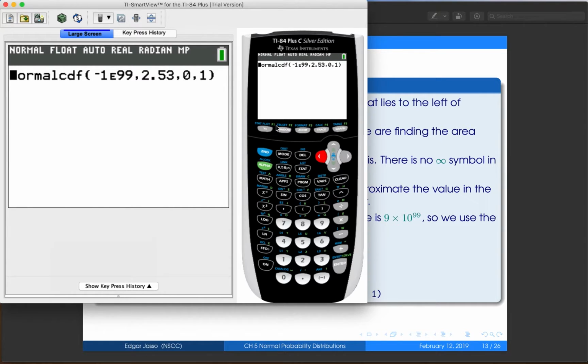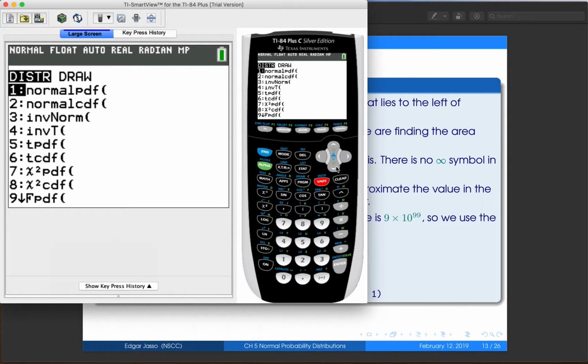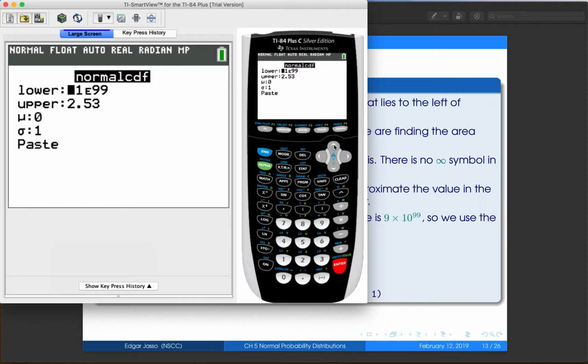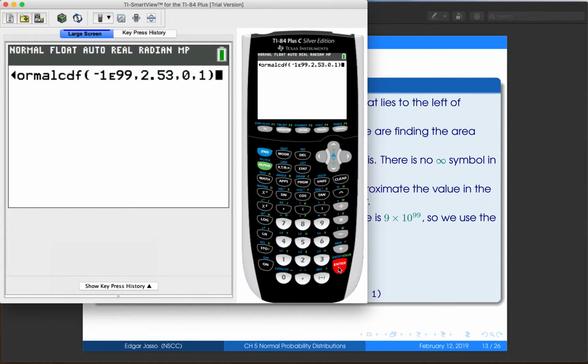Oh, I erased the wrong thing. Shoot, where am I? Oh, sorry, I erased it. Okay, and let me do it again. So second distributions, number 2, normal CDF. I have it in my memory, so I can go to paste, enter, and I press enter again. So that's my number. Yeah, it's 0.994926853.